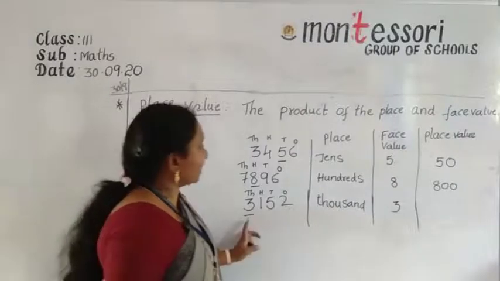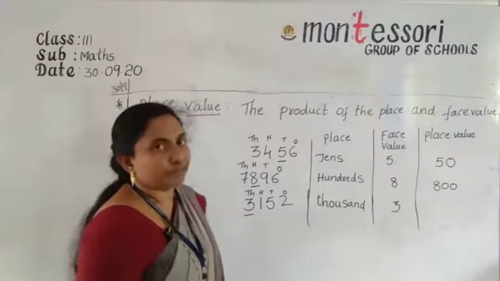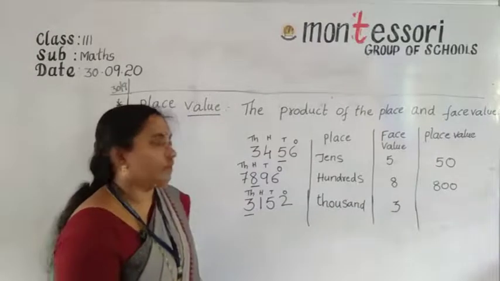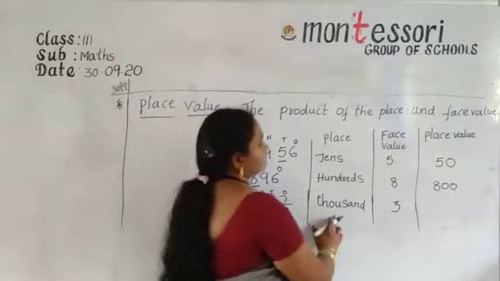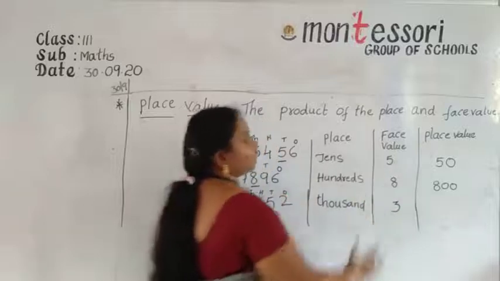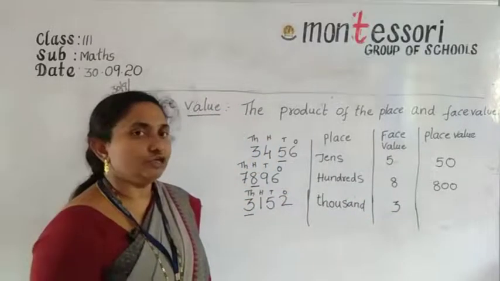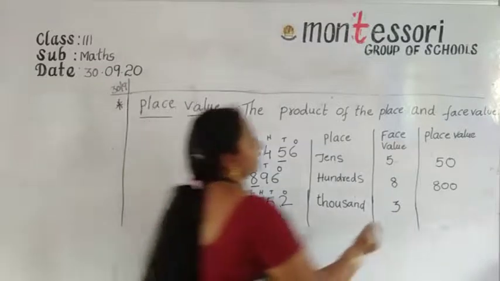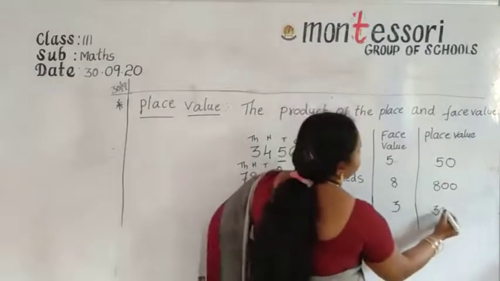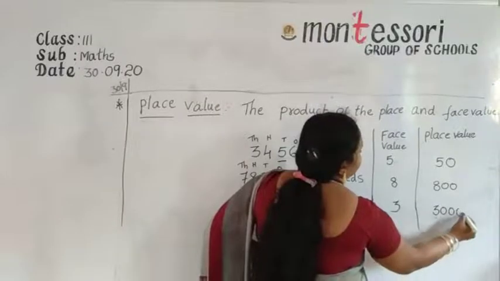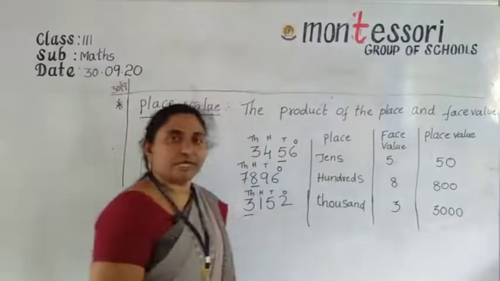Now what is the place value of 3? Here place is 1000, face value is 3. 1000 into 3 or 3 into 1000, 3000. Now I am writing here 3000. Okay, understood all of you?